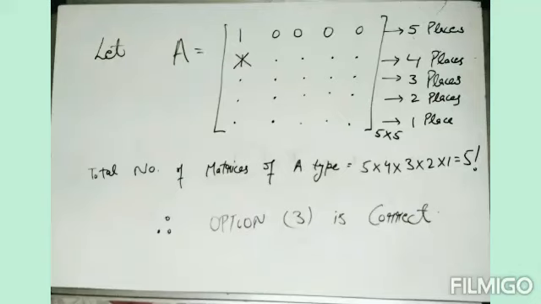So total number of matrices of A type is equal to 5 into 4 into 3 into 2 into 1, which is equal to 5 factorial. Therefore, the total number of elements in S is equal to 5 factorial, and hence option 3 is the correct option. For more clarity, we can also consider the identity matrix of 5 cross 5 order, and that identity matrix will surely be in the set S. So you can also take the identity matrix for example.